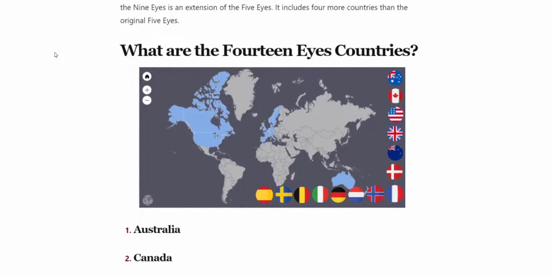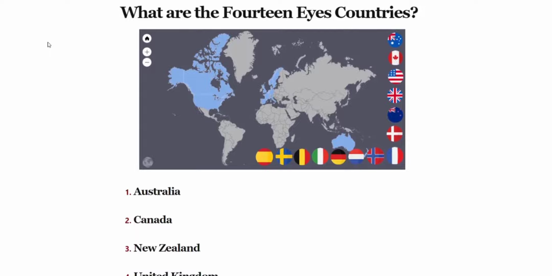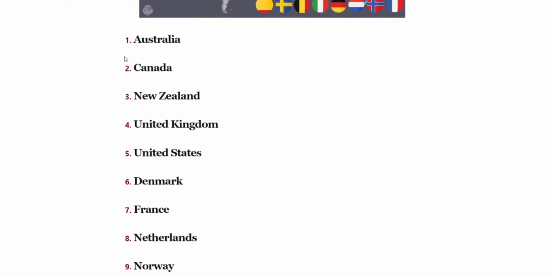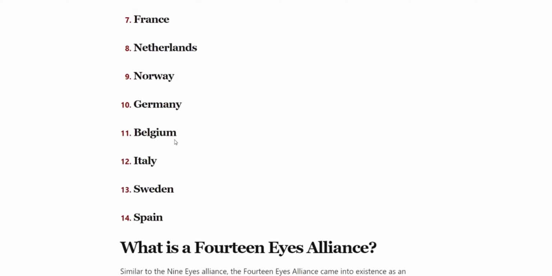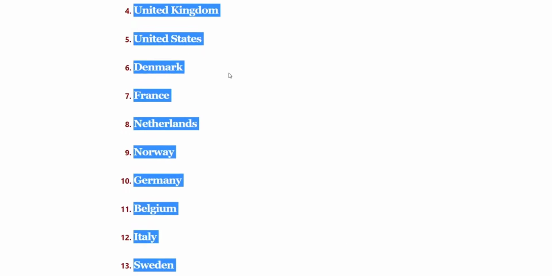And you guys can kind of see the trend here. 14 eyes, we're going to add some more countries. So we have the original ones, all the way to Denmark, France, Netherlands, Norway. We also added Germany, Belgium, Italy, Sweden, and Spain. And that makes up the 14 eyes.